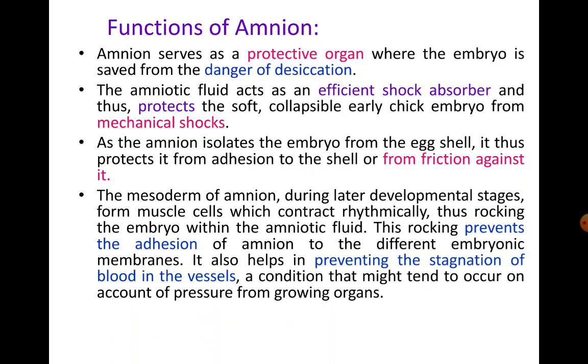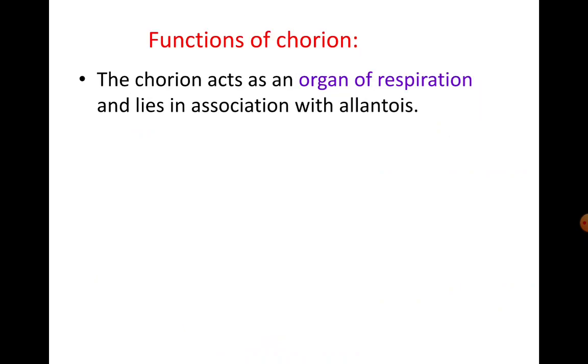The main function of the amnion is that it acts as a protective organ, wherein it prevents the embryo from desiccation, and it acts as a shock absorber. It prevents any mechanical shocks. Okay, the others are the additional functions. It also helps in the absorption of albumin that is there in the egg during later stages of development.